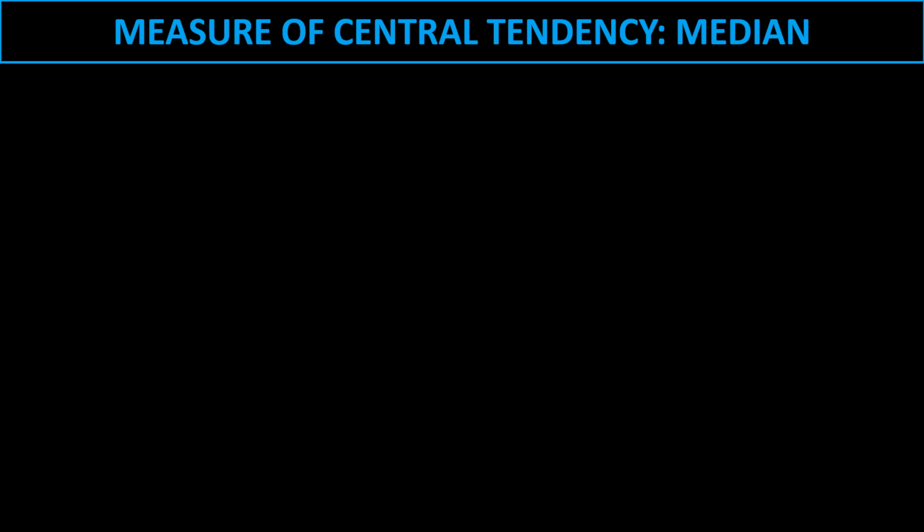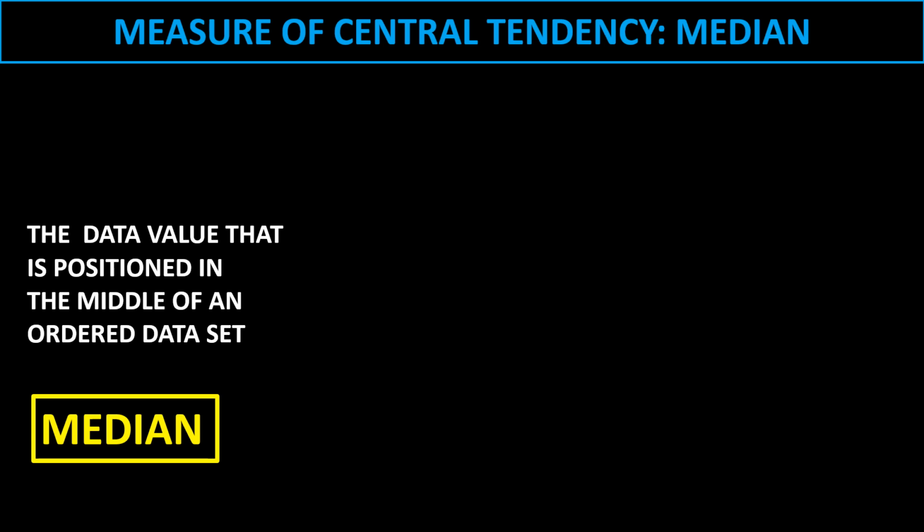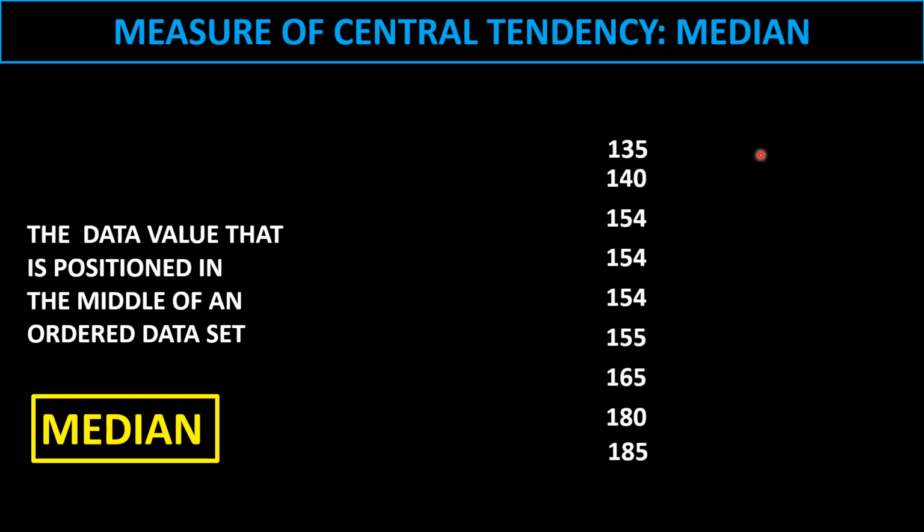Let's go to the next measure of central tendency, namely the median. Now, what is the median? That is the data value that is positioned in the middle of an ordered set. What do we mean by ordered set? That is important here: the data set needs to be arranged either from the smallest to the largest, or from the largest to the smallest. In other words, either increasing or decreasing. Let's just take an example. There we have a data set, and as you can see, it is arranged from the smallest value until the largest value.